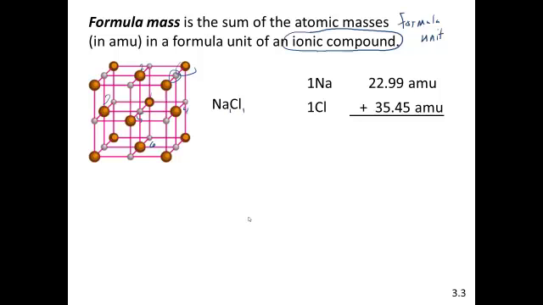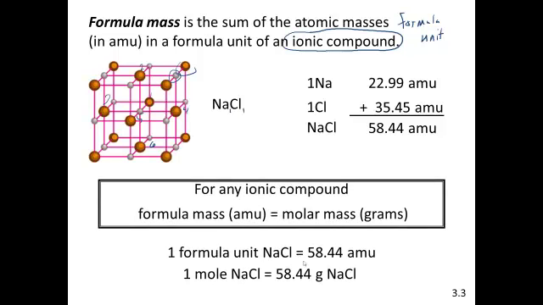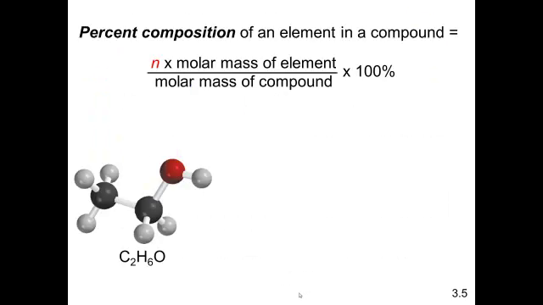Sodium has an atomic mass of 22.99, chlorine of 35.43. We add them together and have 58.44 AMUs. So that is what a formula unit weighs. But if we wanted a mole's worth, it would weigh 58.44 grams.